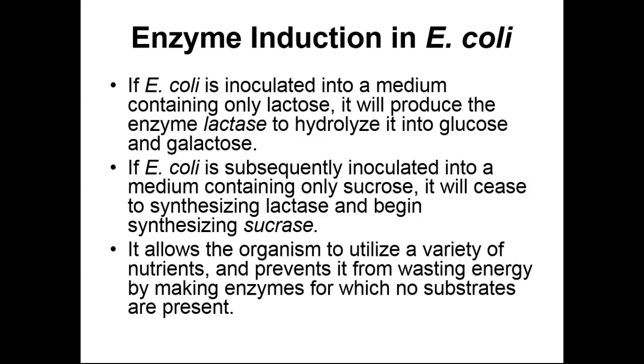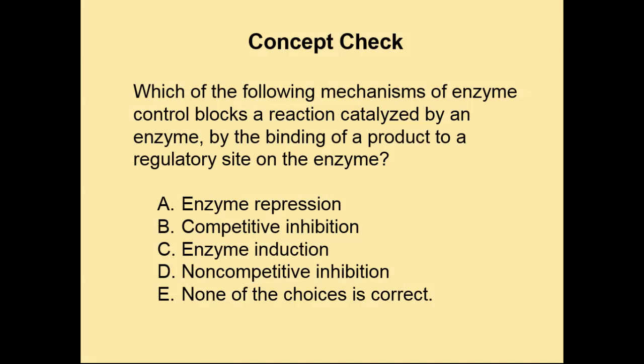This ability to turn genes on and off as the microorganism is exposed to different food sources allows that microorganism to utilize a wide variety of nutrients, to live in a wide variety of environments, and to minimize the amount of energy it wastes by making enzymes that would catalyze or work on substrates that are not present.